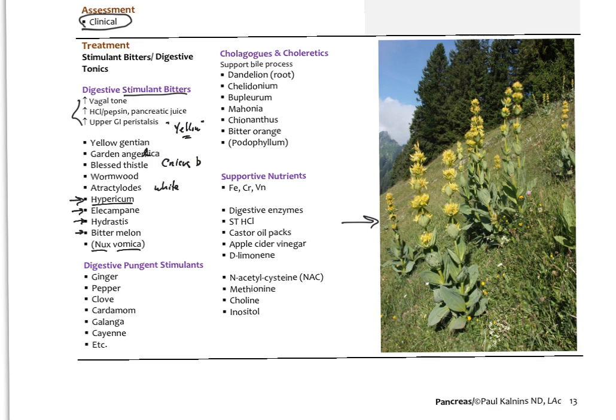The pungent stimulants, we say, have more of a red nature to them, and they more activate the circulation, the arterial blood flow. So ginger, pepper, clove, cardamom, galangal, cayenne, etc. And then cholagogues and choleretics increase the synthesis and secretion of bile, so they support the bile process. That would be dandelion root, chelidonium, bupleurum, mahonia, Oregon grape, chionanthus, bitter orange, and podophyllum, again usually in homeopathic doses. And then supportive nutrients like iron, chromium, and vanadium support blood sugar but also pancreatic function. Here, digestive enzymes, giving stomach acid, castor oil packs, apple cider vinegar, D-limonene. These would all be other adjunctive agents that can be thought about.